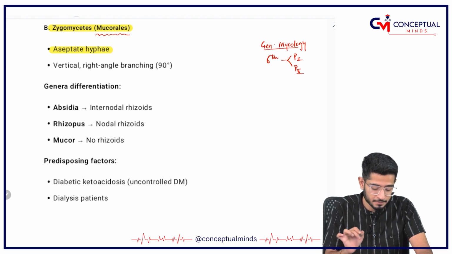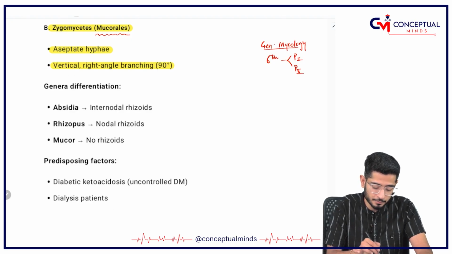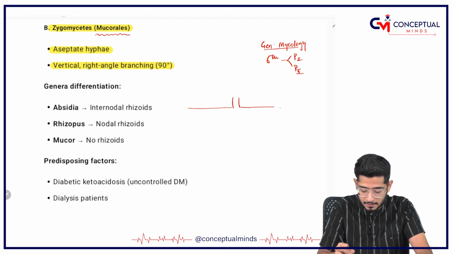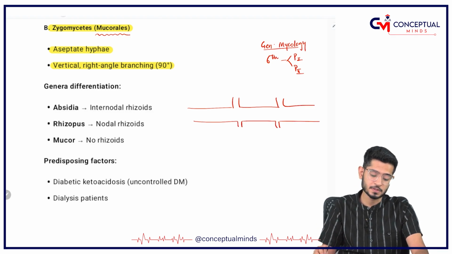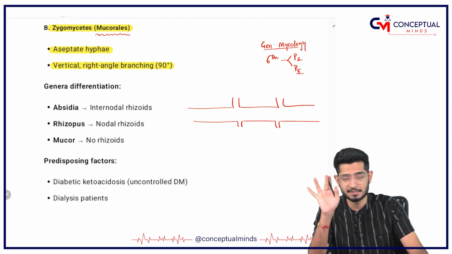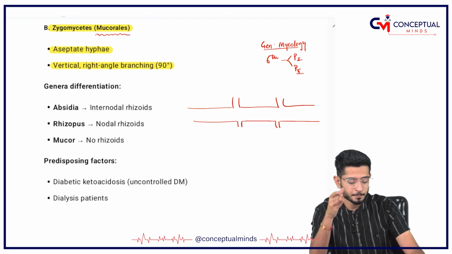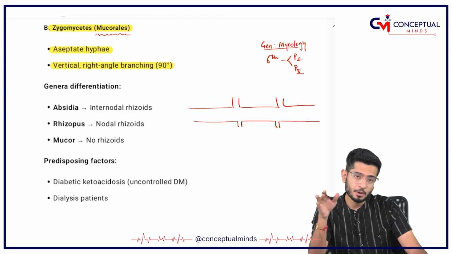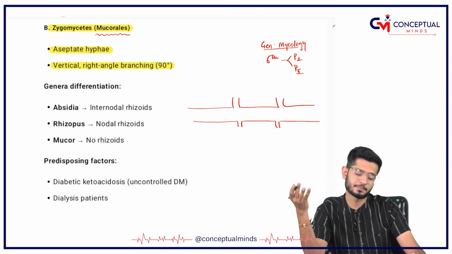Zygomycetes have aseptate hyphae. These are vertical ones. They have right angle branches. If I just make it like this, this is what is called zygomycetes. So, zygomycetes is aseptate, having 90-degree branches, vertical, and aseptate hyphae.